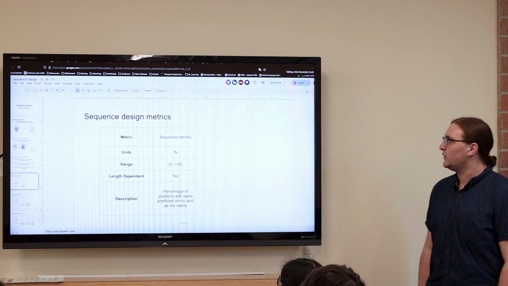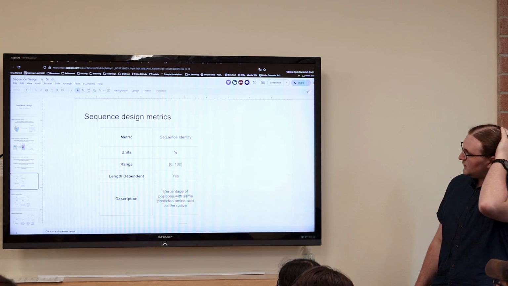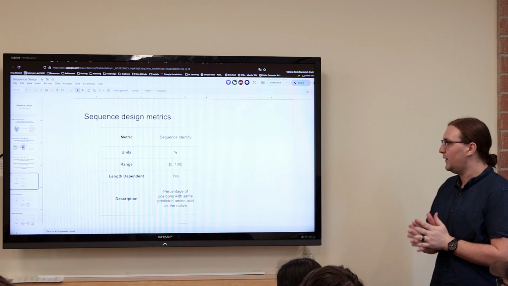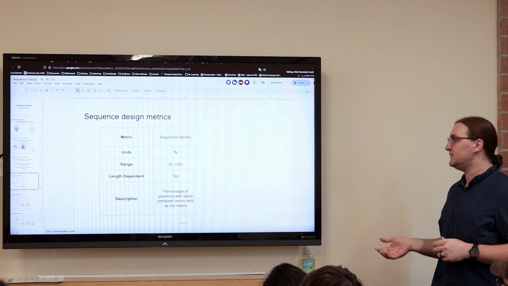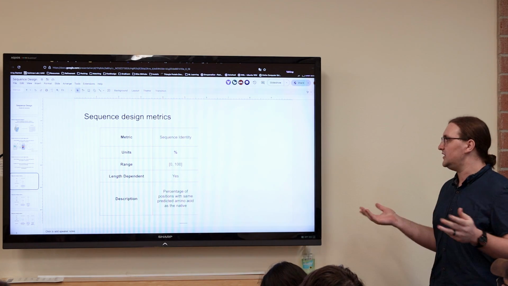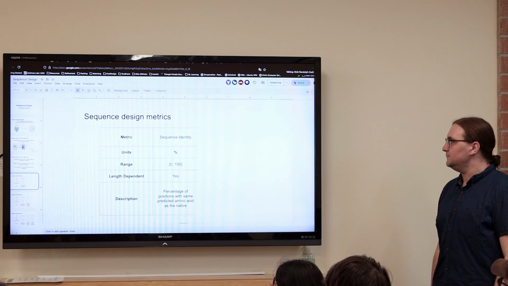As we've done before, I want to talk about some design metrics that are associated with sequence design. The first of which is sequence identity, which is pretty self-explanatory. It's just the percentage of the positions that have the same predicted amino acid as the native amino acid. It's a percentage, it ranges from 0 to 100, and it is length dependent, of course.